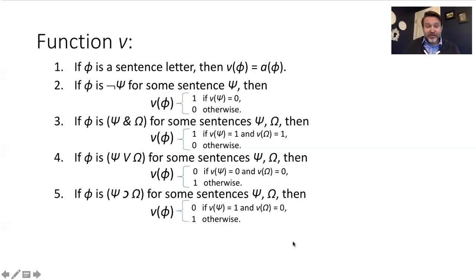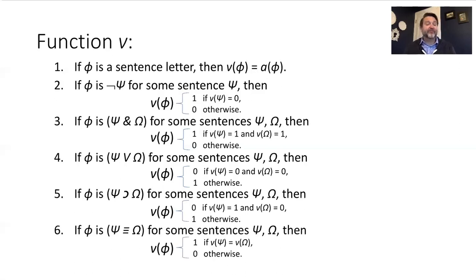So that gives us our function to work from atomic sentence values to the truth or falsity of if psi then omega, which is our sentence we're interested in here, or phi. And then finally, if phi is psi if and only if omega, for some sentences psi and omega, then the value of phi will be 1 so long as the value of psi equals the value of omega, and it will be 0 otherwise.